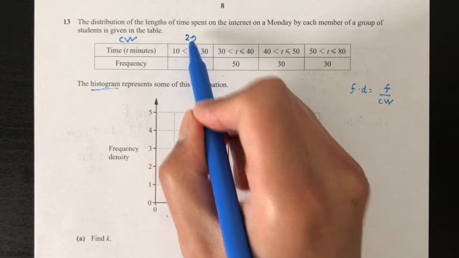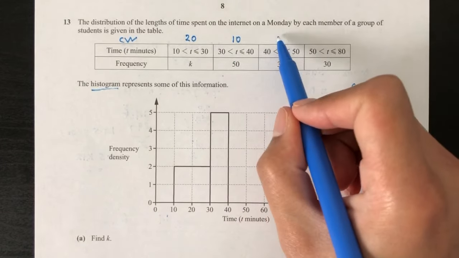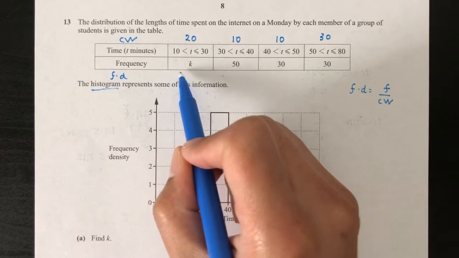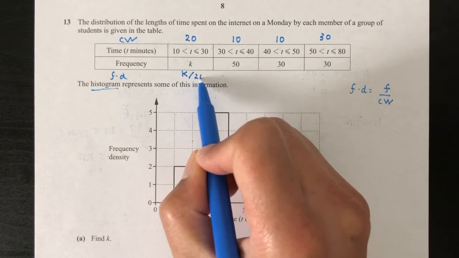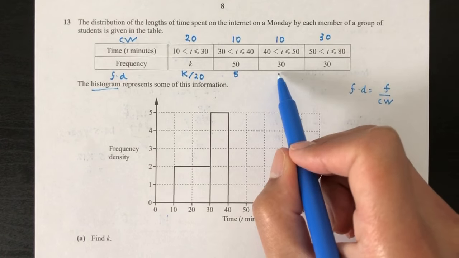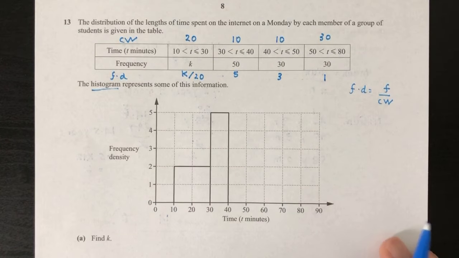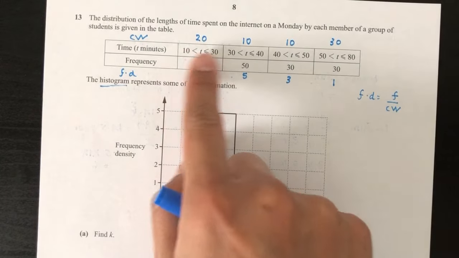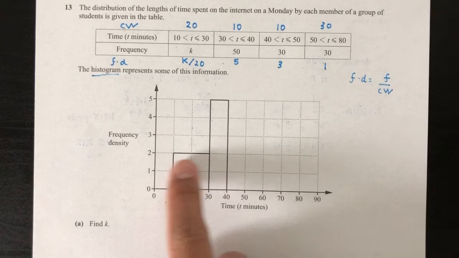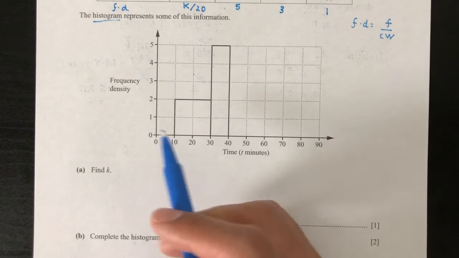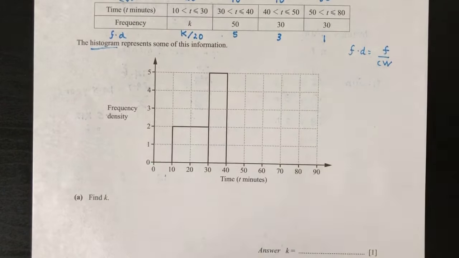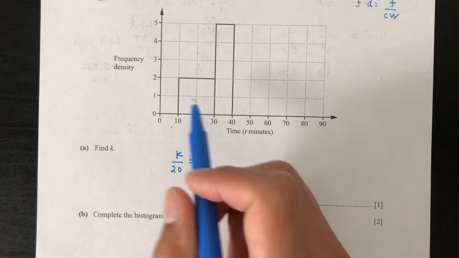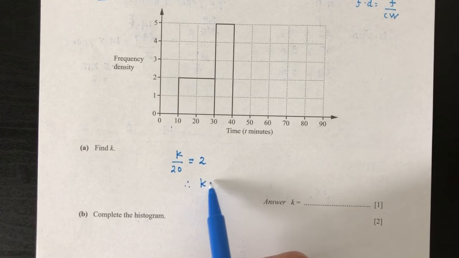That will be 20, that will be 10, that will be 10, and that will be 30. Now FD is given to you by k over 20. That will be 5, that will be 3, and that will be 1. Now we have to find the value of k. K is a class of 10 to 30. So 10 to 30, FD was 2. So we just solve, because here we see FD is k over 20. So basically we know k over 20 is supposed to give you 2 according to your graph. So k can be 40.